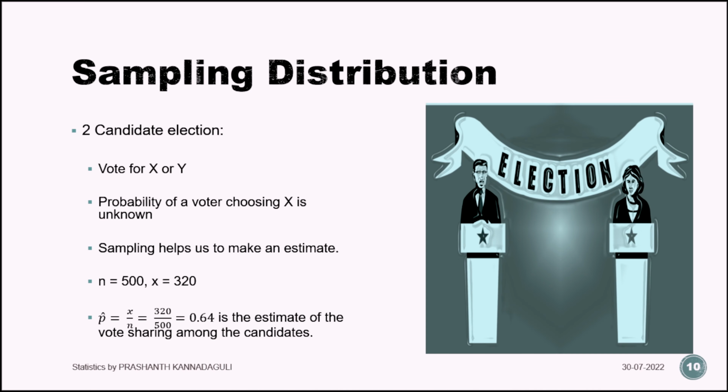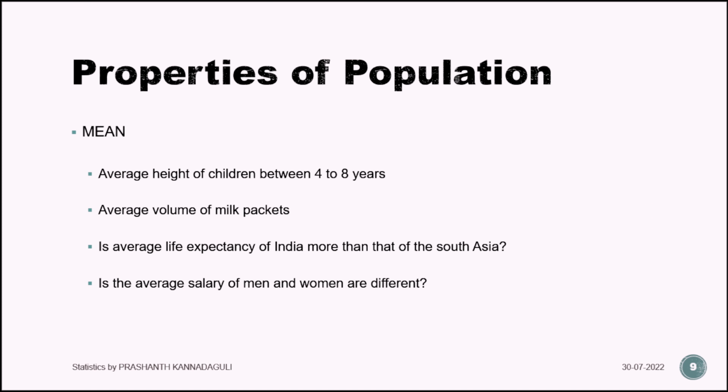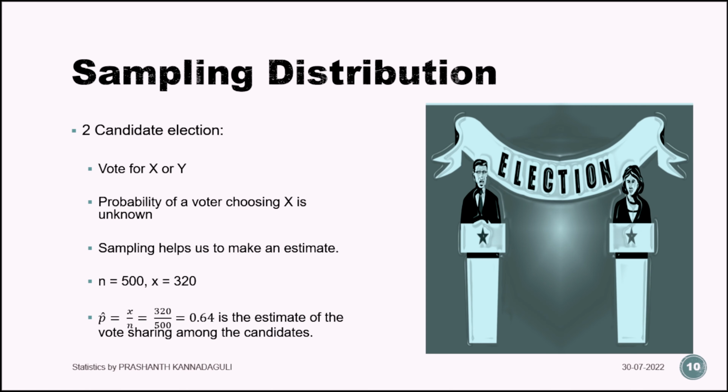Now we start the discussion about the fraction part. The initial part is the fraction, then we'll go to the mean part. In case of the fraction, we took an example. Try to recall an election case, a two-candidate election. Denote one as X, the other one as Y. You can vote for X or you can vote for Y. There is no option like none of the above. So assume this is the case.